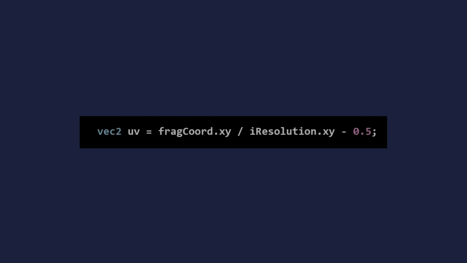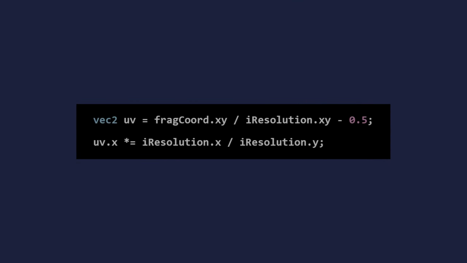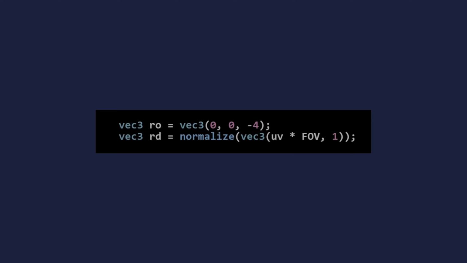To make the direction face forward from the center, we need the center value to be 0 instead, so we can simply subtract 0.5 from the UV coordinates. We also need to multiply the x coordinate by the aspect ratio to prevent the image from being stretched. To create a ray, we need two things, a ray origin and a ray direction. They can be created using this code.